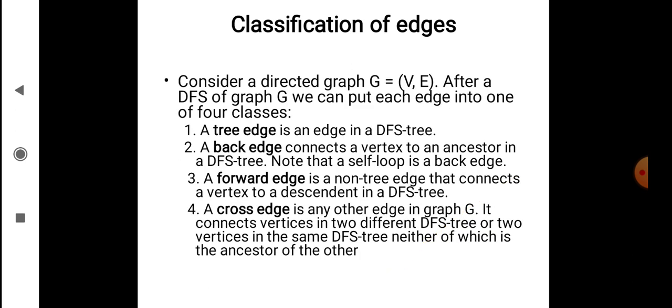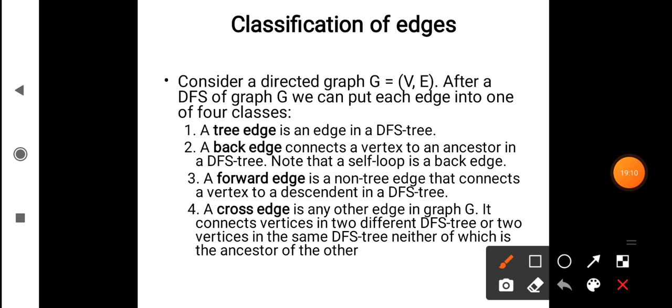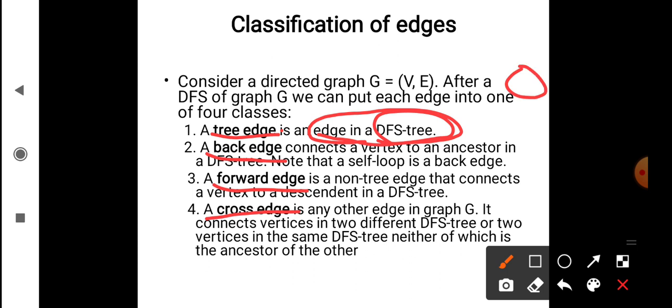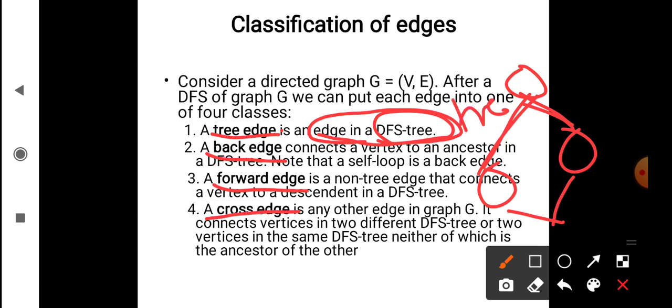Then classification of edges. There are mainly 4 types of edges in this graph. The first one is tree edge, the second is back edge, the third is forward edge, and the fourth is cross edge. What is a tree edge? An edge in a DFS tree is called a tree edge. So when we draw a DFS tree, the edges in that tree are known as tree edges.